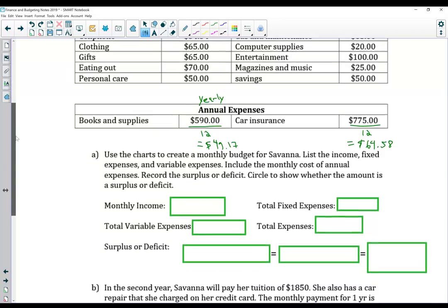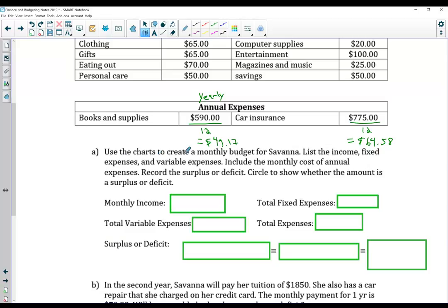Now, question A says, use the charts to create a monthly budget for Savannah. It wants us to list the income, the fixed expenses, the variable expenses, and include the monthly cost of annual expenses. It wants us to record the surplus or deficit. So it's going to ask, is it a surplus or a deficit? And then it says circle to show whether the amount is a surplus or deficit. Well, we're just going to show it.